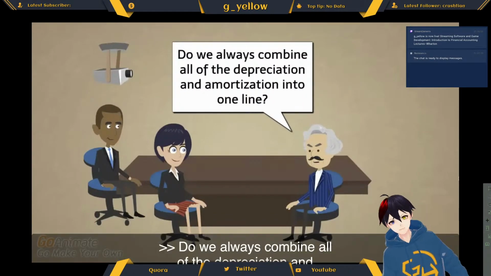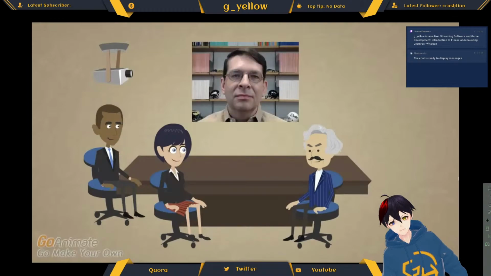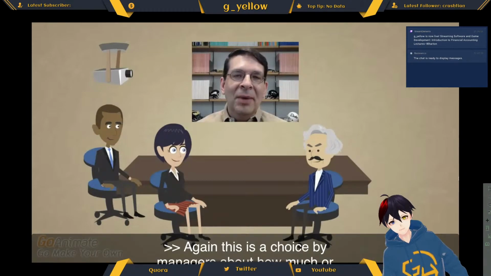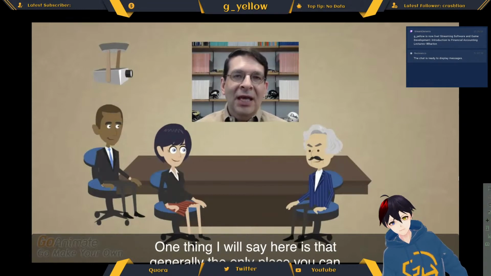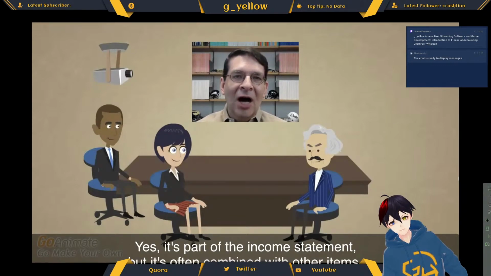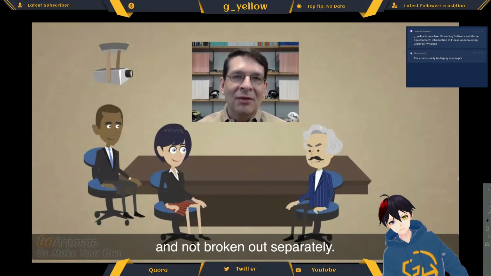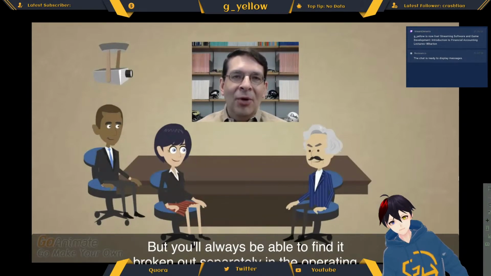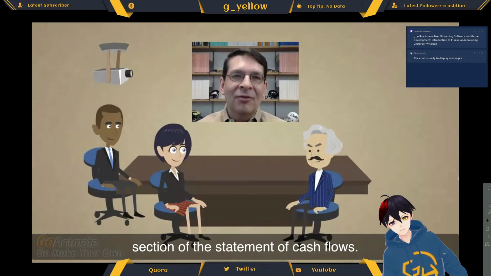Do we always combine all of the depreciation and amortization into one line? Again, this is a choice by managers about how much or how little detail they want to provide on their statements. One thing I will say here is that generally the only place you can find depreciation and amortization expense in the statements is on the statement of cash flows. Yes, it's part of the income statement, but it's often combined with other items and not broken out separately. But you'll always be able to find it broken out separately in the operating section of the statement of cash flows.